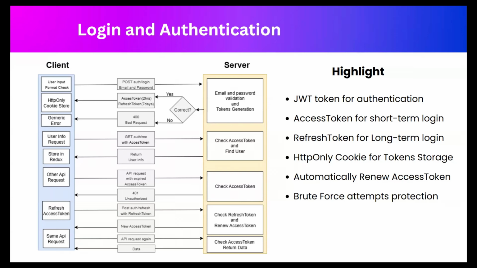Each service request will take the access token in its headers, and our server will check the validity of the access token. And if the access token is expired, a refresh API will be called to renew the access token by using the refresh token. We also implement brute force attempt protection, and in this case, if the same API address attempts more than 5 times in 15 minutes, this API address will be temporarily blocked.